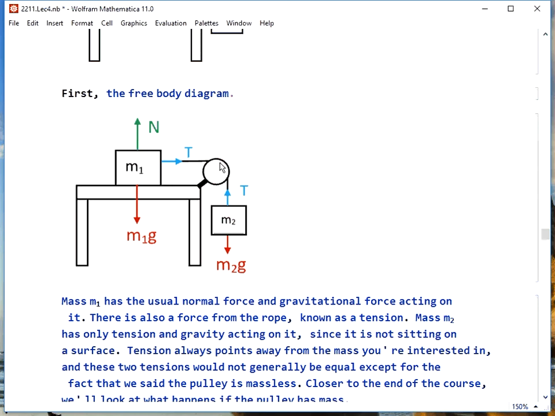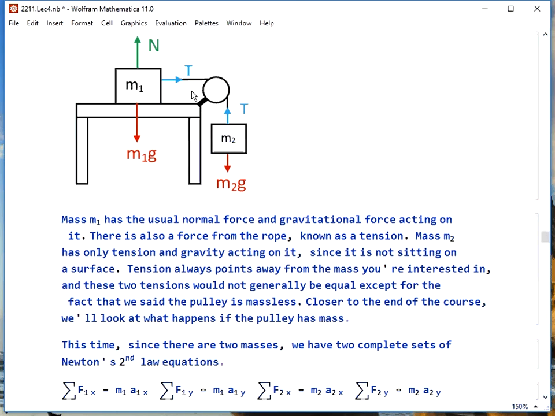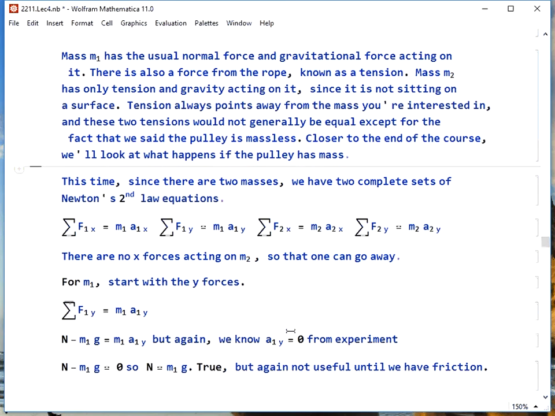Tension always moves away from the object you're interested in, because you can't push with something like a rope, you can only pull. The other mass, m2, the only forces acting on it are m2g, gravity, and a tension pulling upward. There is no normal force because it's not sitting on anything. The two tensions are going to be equal because this pulley is massless. Closer to the end of the course, we'll use realistic pulleys that have mass, and we'll have to call this tension T1 and this one T2, and they won't be equal.